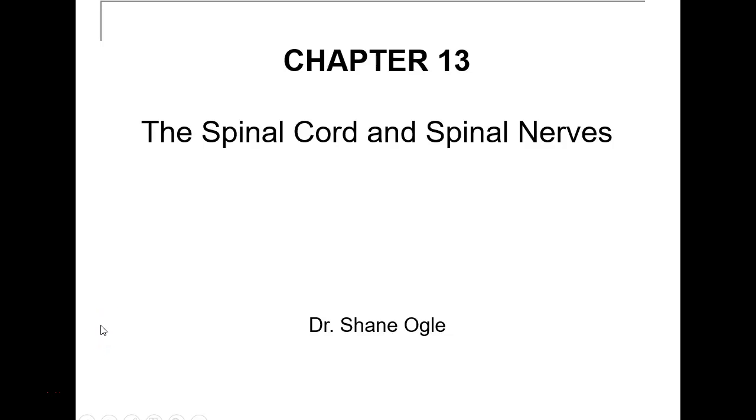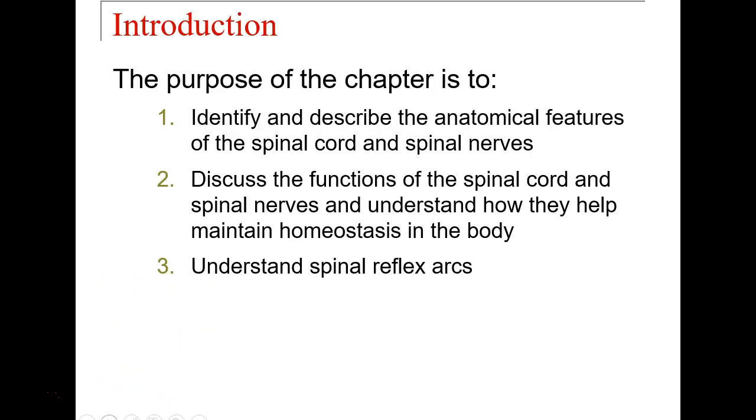Welcome to Chapter 13. We will be discussing the spinal cord and the spinal nerves extending from it. So we will take a look at some anatomical features, a little more understanding about how the nervous system helps maintain homeostasis. We will look at a few spinal reflexes.